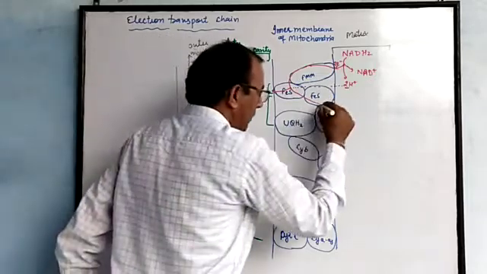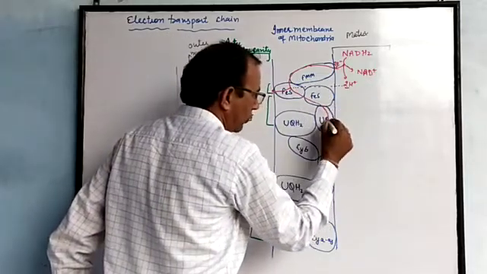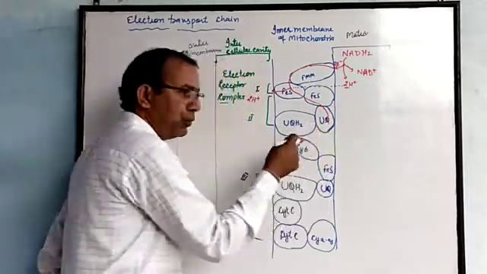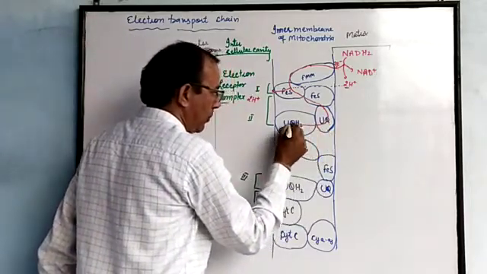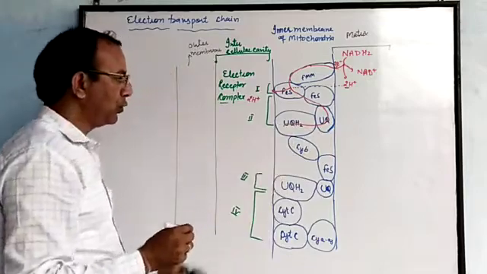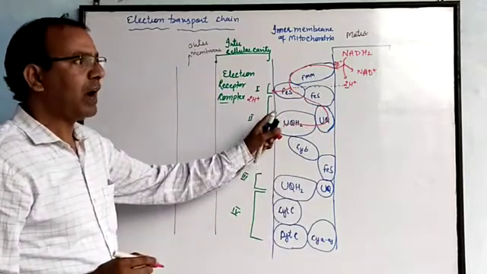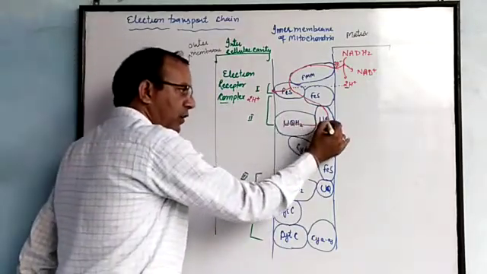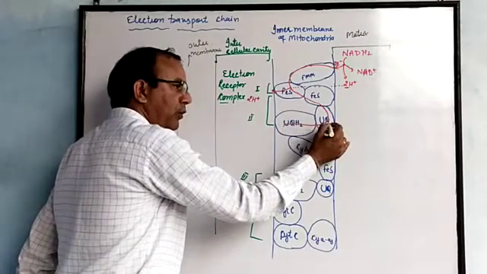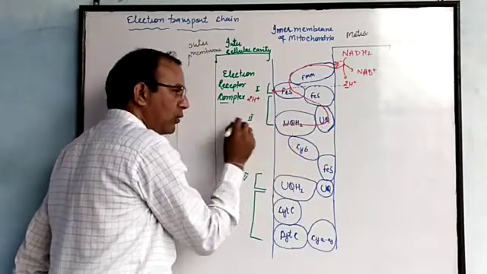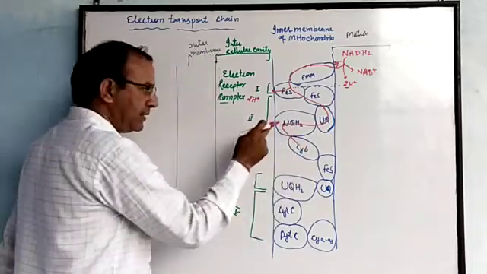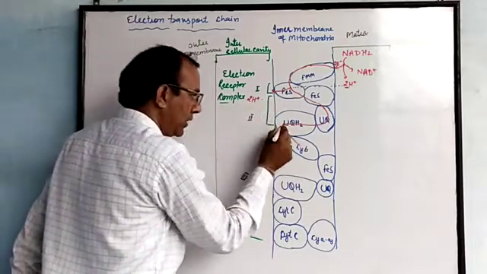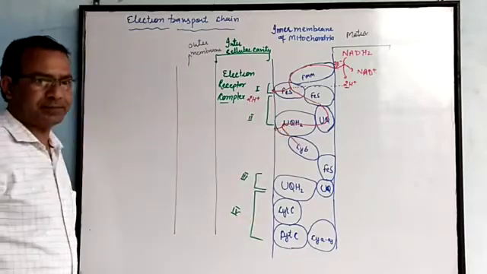Again a pair of electrons passes out through ubiquinone. UQ stands for ubiquinone, to the second complex, UQH2, ubiquinone hydrogen. As this pair of electrons passes through ubiquinone to this second complex, it again falls down. As it starts to fall down, it again radiates energy.